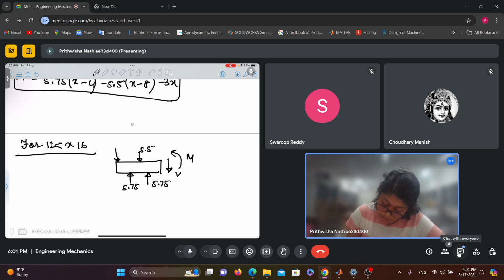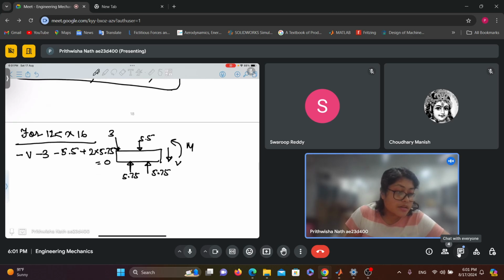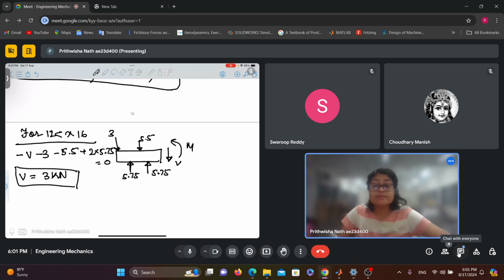So minus B minus 3 minus 5.5 plus 2 into 5.75 equals to 0. So B equals to 3 kilonewton. Is this step clear?